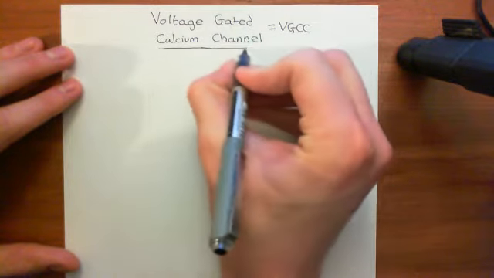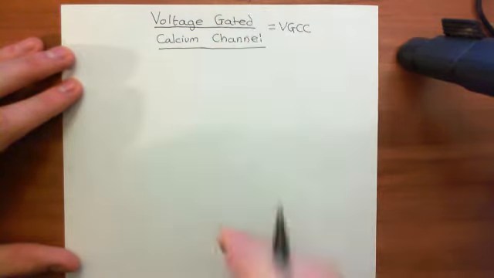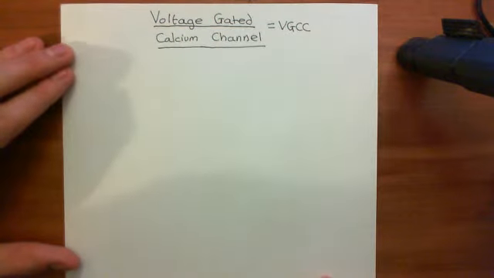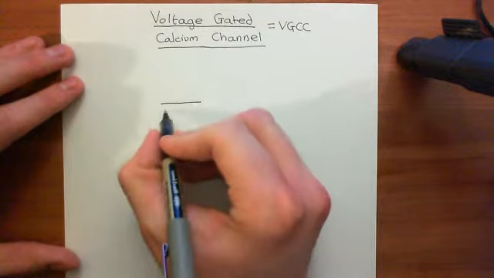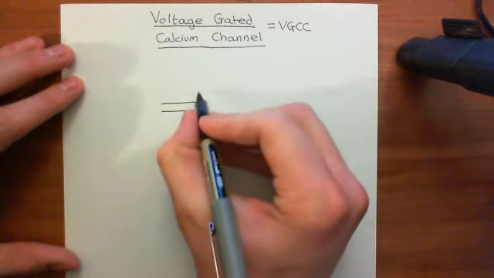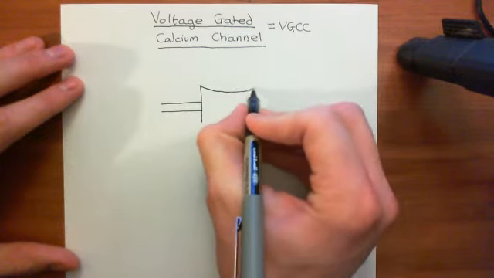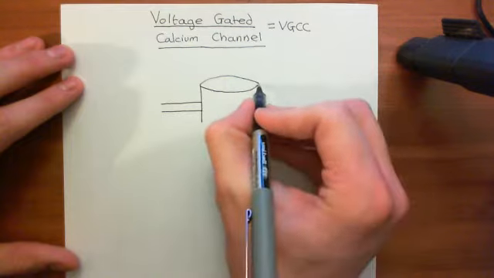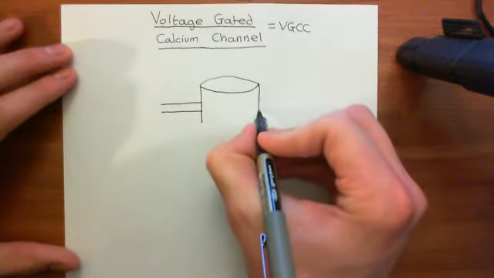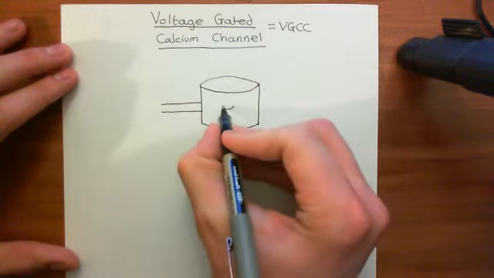Right, so let's see the structure of these voltage-gated calcium channels. Basically, they're quite big structures. They have a lot of separate subunits. So let's have the plasma membrane here. Now I'll start with the main subunit, known as the alpha-1 subunit. This is the subunit that actually has the pore going through it, which allows calcium to move across the membrane.